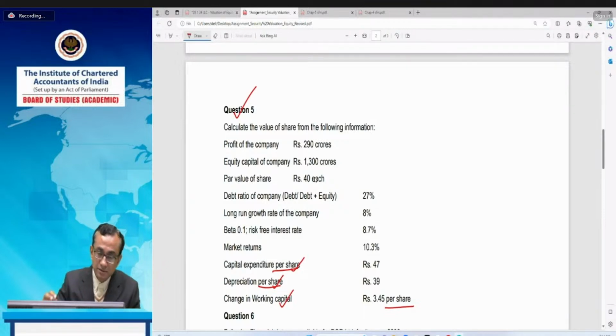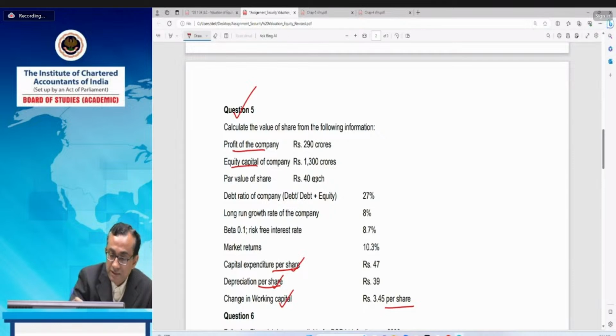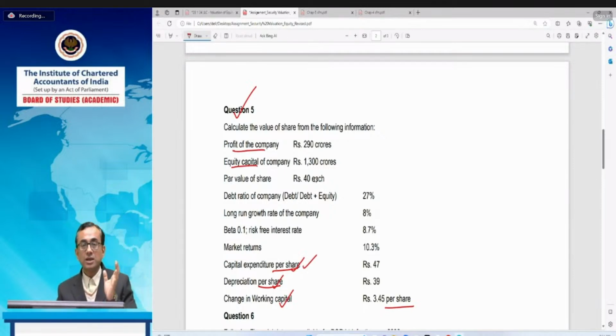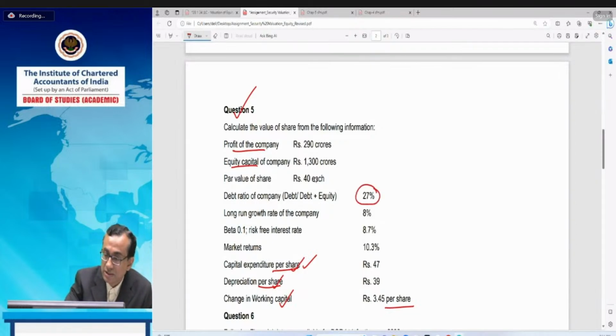Now here the profit of the company is given, the entire profit, but the figures are given here on per share basis. So we will calculate the profit on per share basis only, which is simply the EPS. Another thing which I have to take care of is the company debt equity ratio is 27%. So the equity portion is basically 73%. So we will stick to our calculation on this basis, 73% basis.